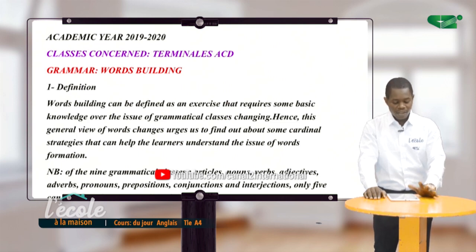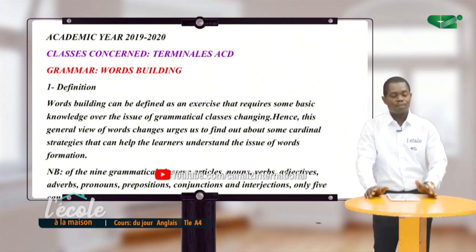We have a remark, nota bene. Of the 9 grammatical classes, I will cite them. We have articles, nouns, verbs, adjectives, adverbs, pronouns, prepositions, conjunctions, and interjections. Only 5 can undergo the process of word building.